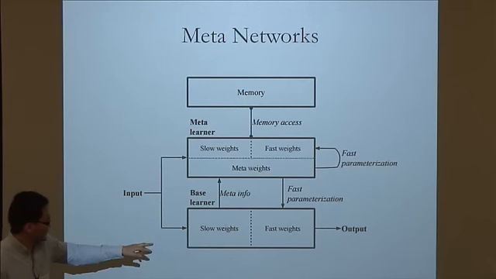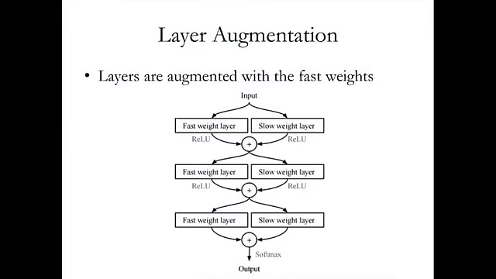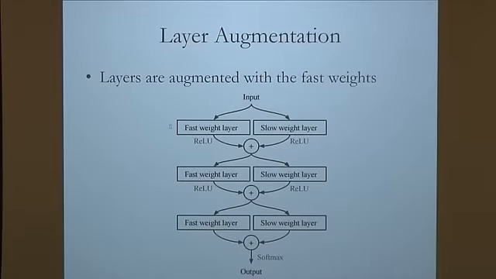So we integrated these slow and fast weights using a layer augmentation method, which we proposed. We can see that each layer has these fast and slow weights. The input first goes through the fast and slow weights, and then it goes through nonlinearity, and then they're integrated using vector weights addition. This is how we integrate them.